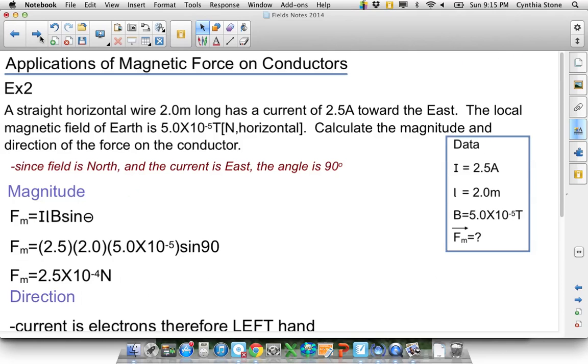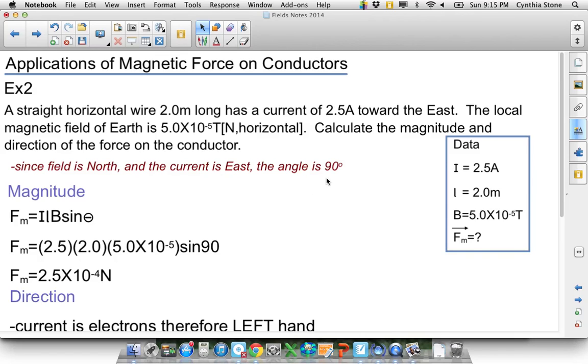Okay, another example, straight wire, 2 meters long, current towards the east, that gives us our direction. The local magnetic field at that place, again very small, is north and horizontal. So it's not pointing up or down, it's just horizontally due north, okay? Calculate the magnitude and direction of the force on the conductor. So again, since the field is north and the current is east, the angle is 90 degrees.